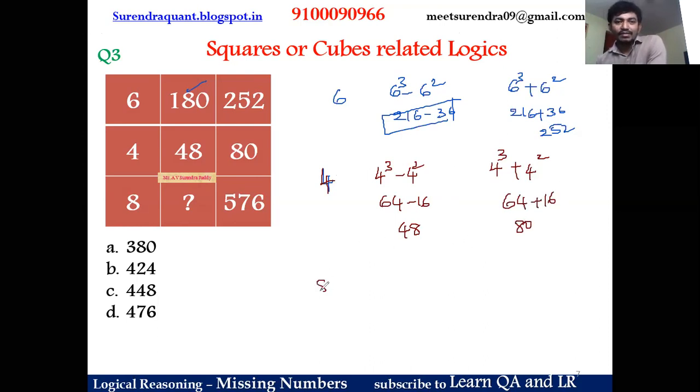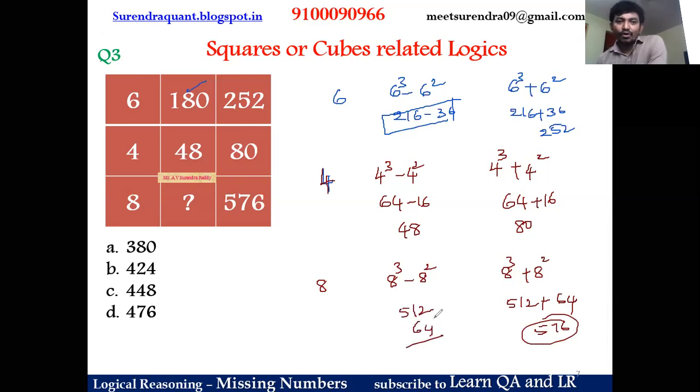So now the number is 8. 8 cube minus 8 square. Here 8 cube plus 8 square. So 8 cube is 512, 8 square is 64. The summation is 576. Satisfies. 8 cube is 512, 8 square is 64. Unit digit 12 minus 4 is 8, ending with 8, 448. Option C. So in this way, you can use the concept of squares and the cubes.